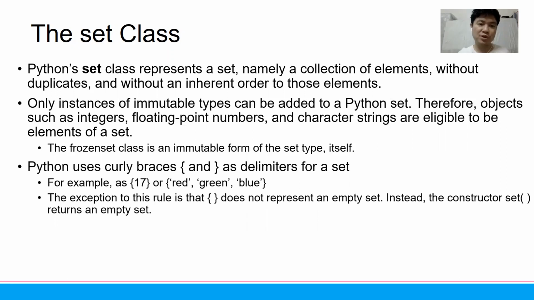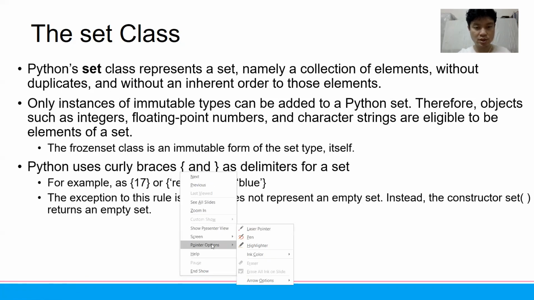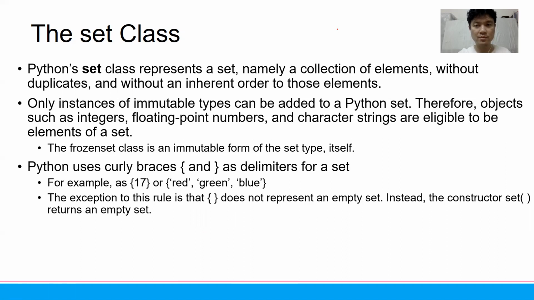And a set is expressed with curly braces. Maybe I will explain one more time. If it is the square bracket, what is the square bracket? The square bracket is a list. If it is the parenthesis, the general bracket, it is a tuple. But when we use the curly bracket, it is a set. Let's say I have 17, red, green, blue. It is the set of colors.